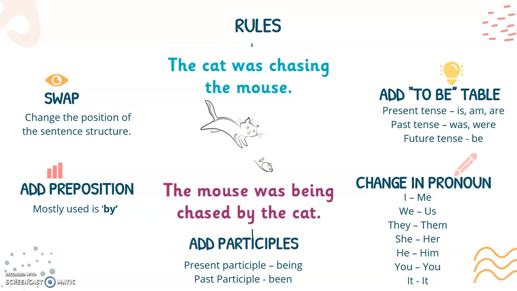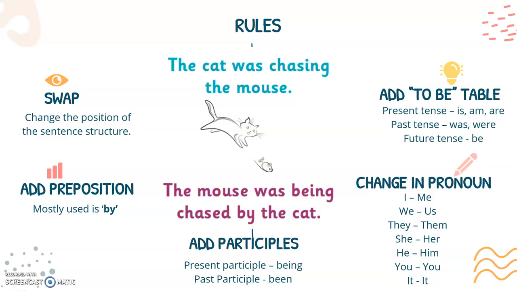So the example is: the cat was chasing the mouse. Now here you'll find the cat is a subject, was chasing is a verb, and the mouse is an object. Now, what we have seen previously is that the verb remains the same, only we have to change the position. So that is what we call swap. So object will come first. So you see down here it is there, the mouse.